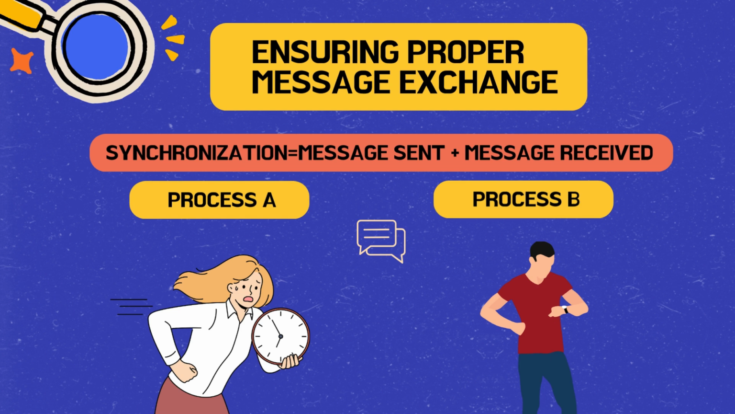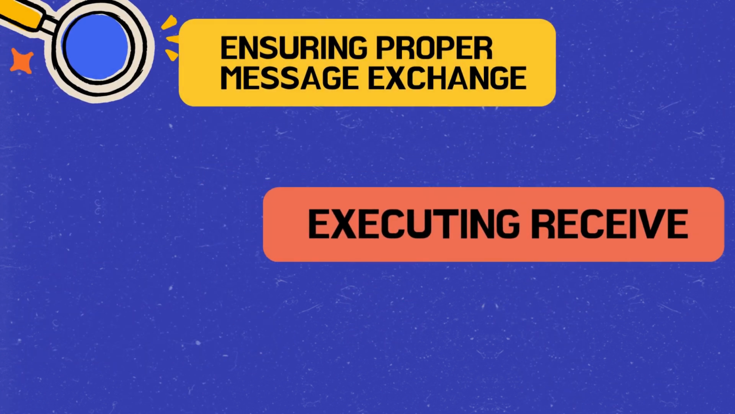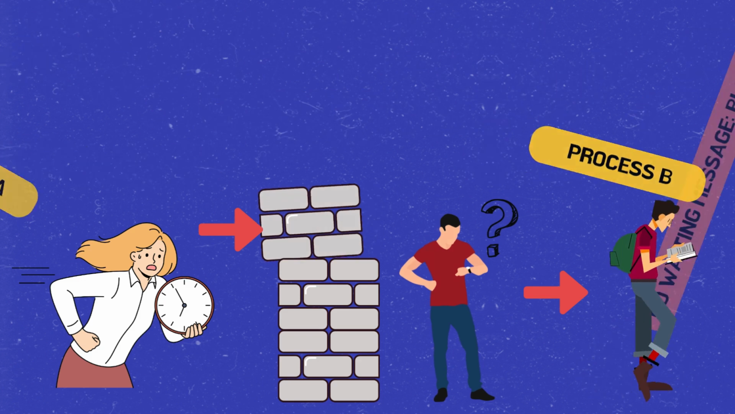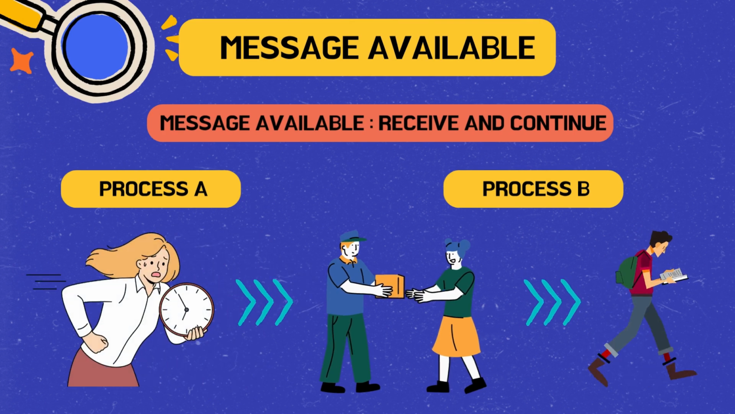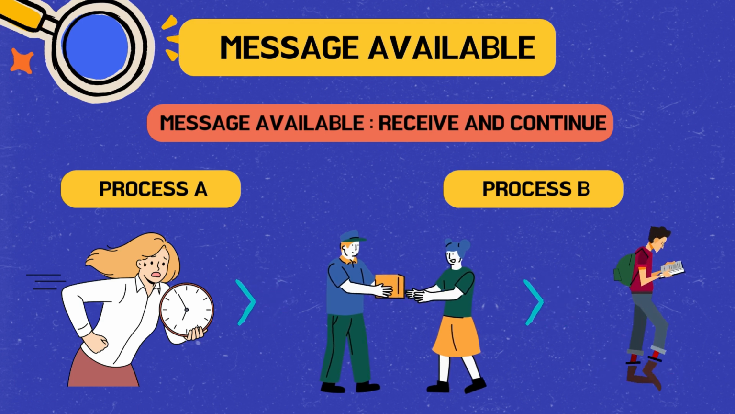Communication between processes involves synchronization. The receiver cannot receive a message until it has been sent. When a process executes the receive function, two outcomes are possible. The first outcome is no waiting message. If no message is waiting, the process can either wait for a message to arrive or continue executing without receiving. The second outcome is message available. If a message has already been sent, the process receives the message and continues executing.